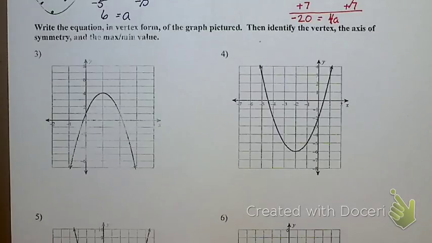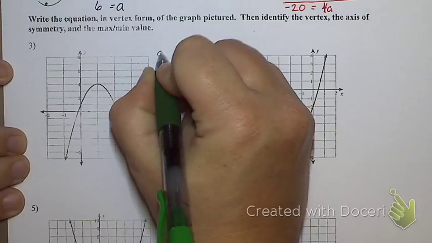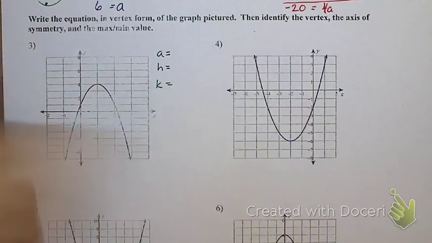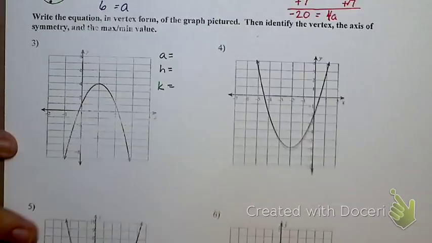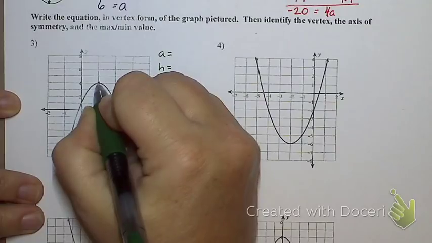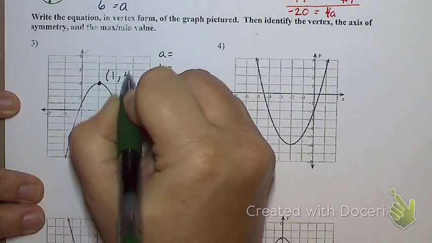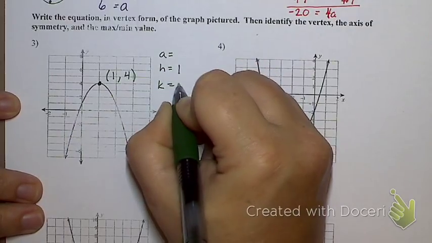Now let's look at a picture and write an equation. Okay. Again, I still need those same 3 things. I need A, I need H, and I need K. What's the easiest to find? H and K, because all you got to do is identify your vertex. Now my graph is a little fuzzy here, but I think yours is clear. If I put in my vertex there, what is that point? It's the point 1, 4. So what's H? H is 1. And what's K? 4.